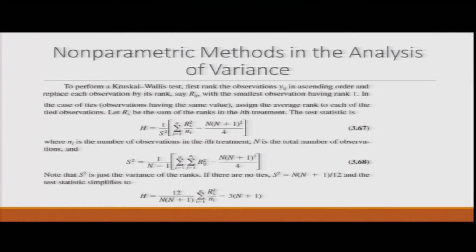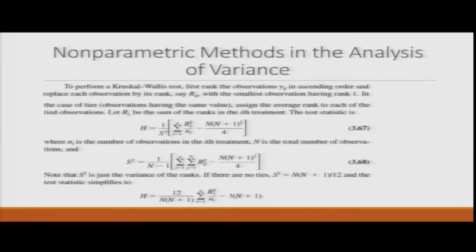So, the observations are Yij, and I have already mentioned what the suffix i means and what the suffix j means. Rank the observations Yij in ascending order and replace each observation by its rank, say R_ij, with the smallest observation taking the rank 1, and so on. In case of ties, where the observations have the same value, assign the average rank to each of the observations. So, let R_i dot be the sum of the ranks in the ith treatment.